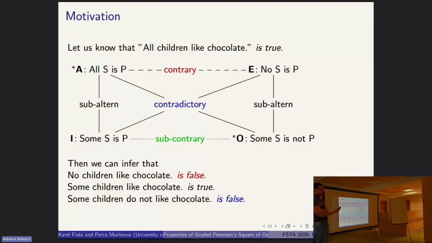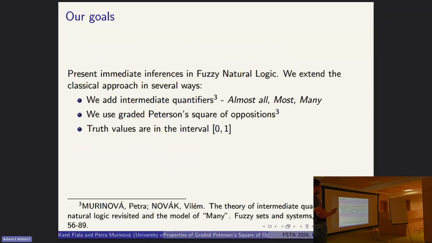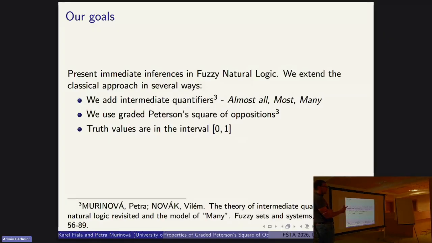That was our motivation, the classical case, and our goal in this talk is to study this immediate inference, and we will extend the classical approach in several ways. We will add intermediate modifiers, which were proposed by Professor Novak in fuzzy natural logic. Instead of using the classical square of opposition, we will use the graded square, and we also extend the truth values from 0 and 1 to the interval between 0 and 1.